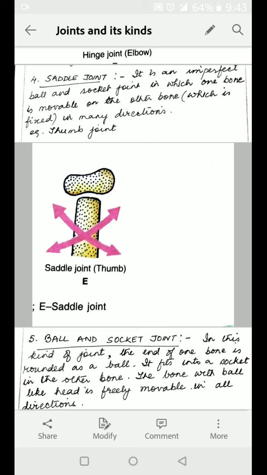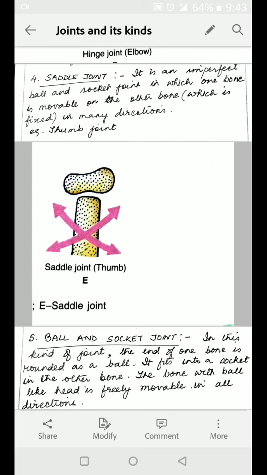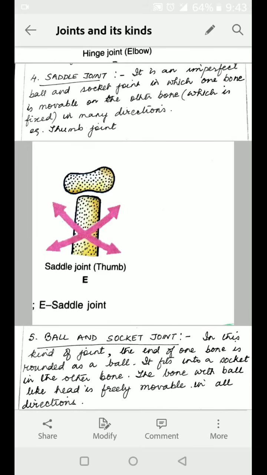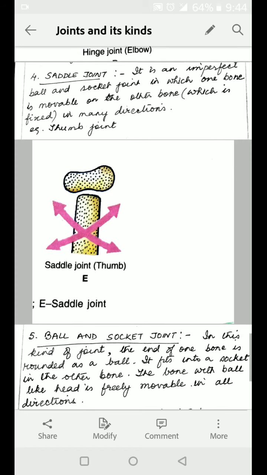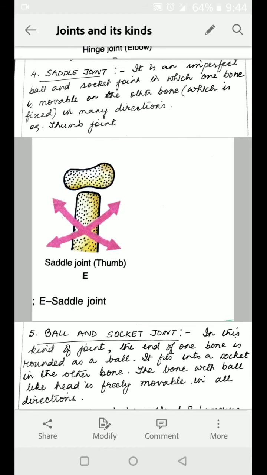Then the last, the fifth kind of joint, is the ball and socket joint. As the name itself clearly tells us, a ball, which is a rounded end of one bone, fits into a socket. That is, it fits into a depression or a cavity of the other bone, and the bone with the ball-like head is freely movable in all directions.